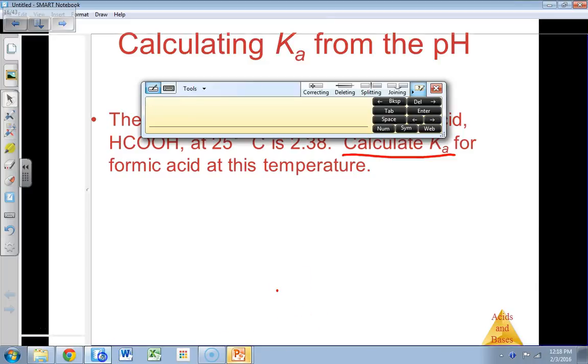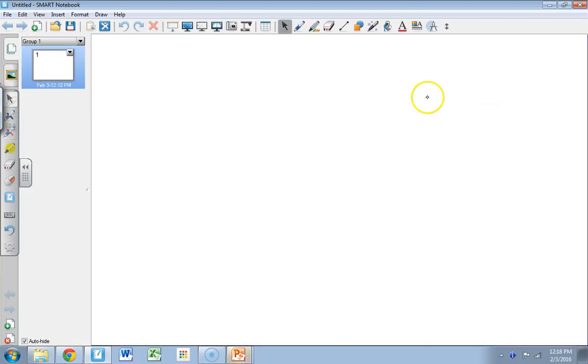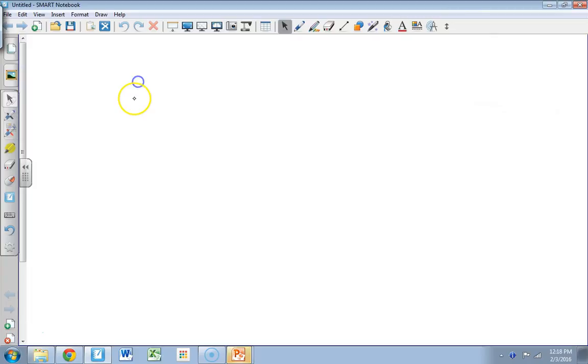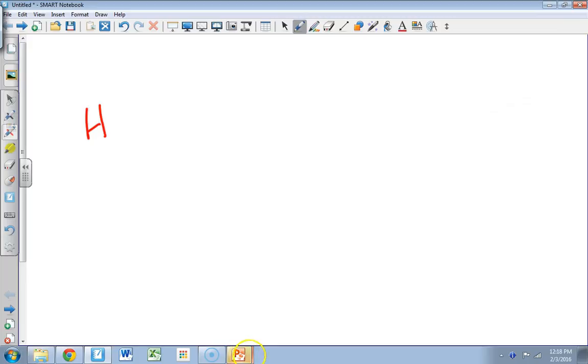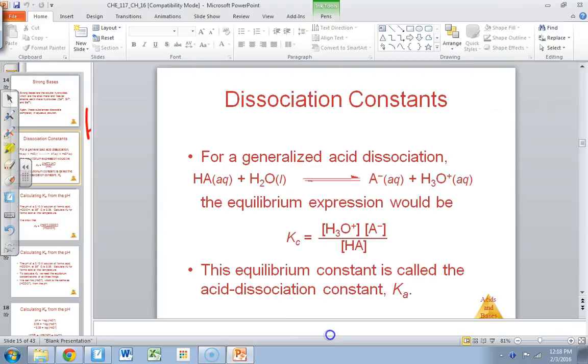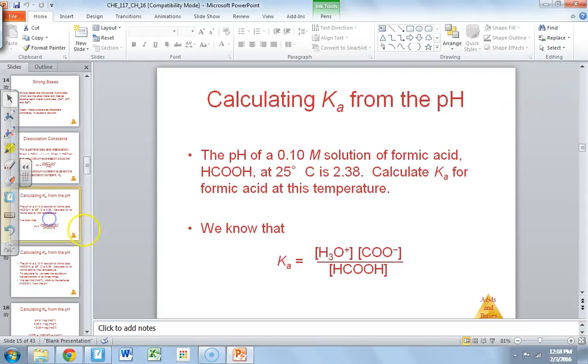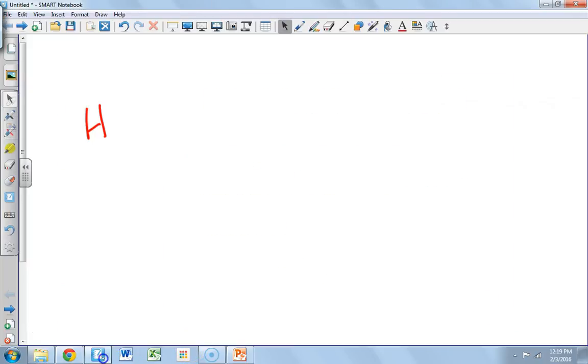It's formic acid. So let's write a reaction. Its pH is 2.38, and the concentration is 0.1. That's all we need.